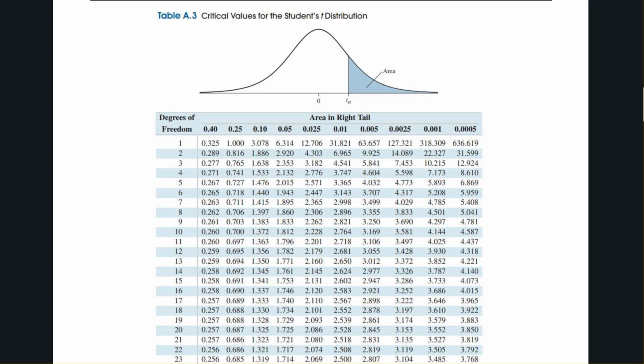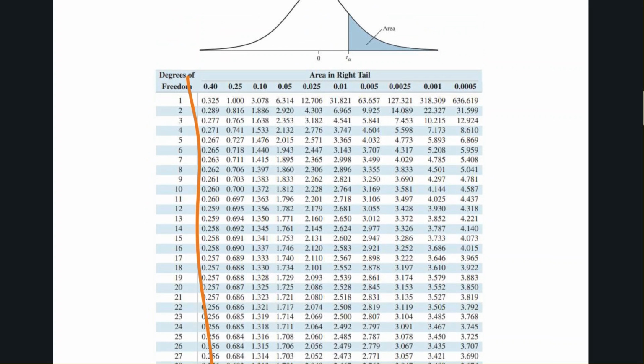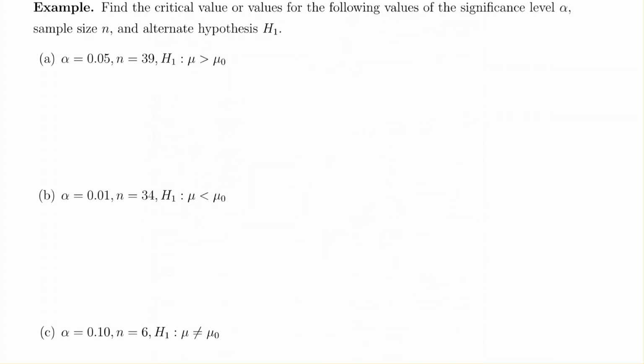Now, this is a chart that we've seen before in previous lessons, but as we're going to use it in this lesson, I have included it again here in our notes just so it's an easy reference. So we have our critical value for the Student's t-distribution, and we know how to read this. We've got our degrees of freedom, the area to the right portion of the tail. So in this example, we're asked to find the critical value or values for the significance level alpha that's given, sample size n, and alternate hypothesis H1.